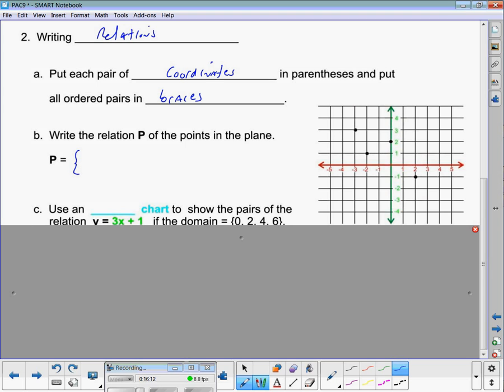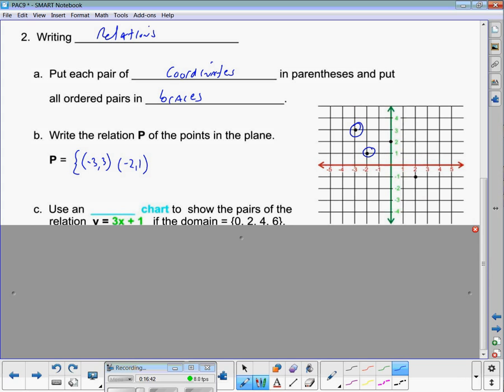Okay, so what we want to do is list all the pairs. I started with a brace, and I'm just going to work left to right. The furthest left is the point -3, 3. Guy -3, girl 3. That's that point right there. Can somebody tell me the second point? Somebody raise your hand, give me the coordinates. Gabe? That is the point -2, 1.